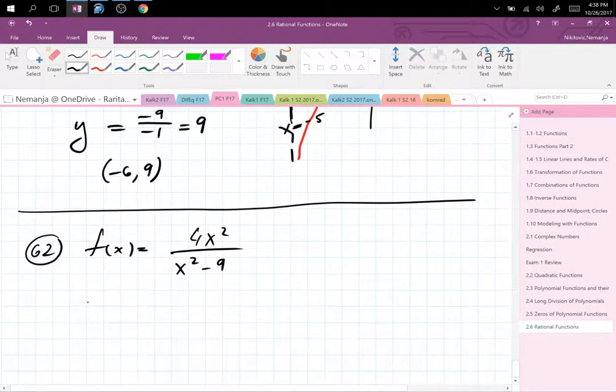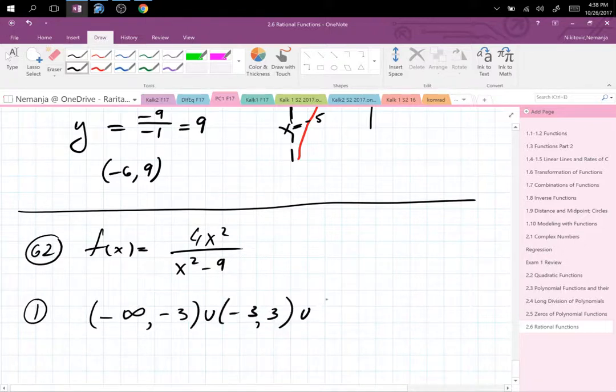Did you guys figure out that once you figure out the domain, you have your vertical asymptotes right away? Because vertical asymptotes plus domain have to make up 100% of the stuff. So, number one, domain. We break at -3 and +3, so -infinity to -3, union, -3 to 3, union, 3 to infinity. This immediately means that your vertical asymptotes are -3 and 3.